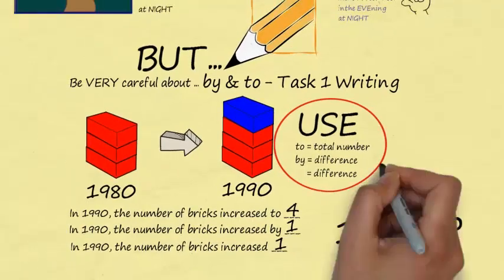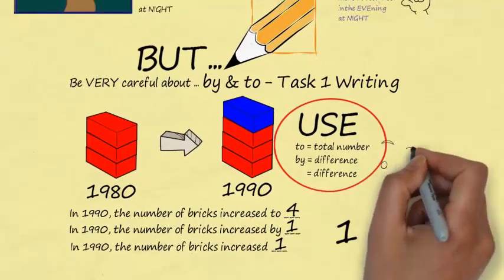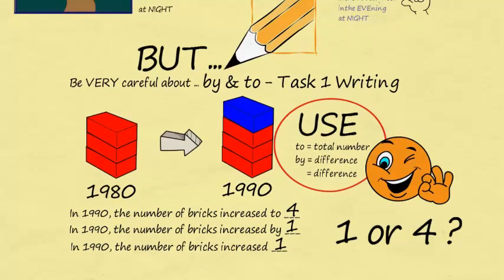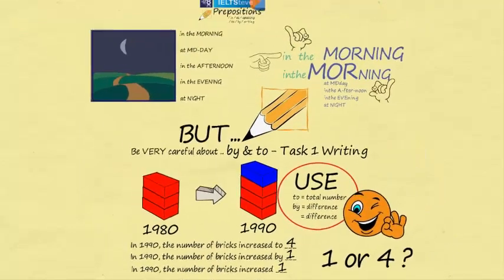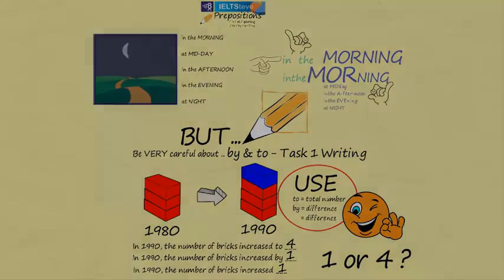So just furthermore, if you make a mistake with these prepositions, it's going to affect your task 1 mark quite significantly. The examiner is going to think you don't understand how to describe numbers, so that may affect your task achievement score, and it may also look like a little grammar mistake as well. So these are very little words, but very important in writing, not so important in speaking.